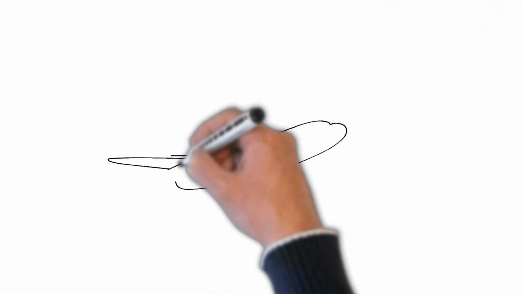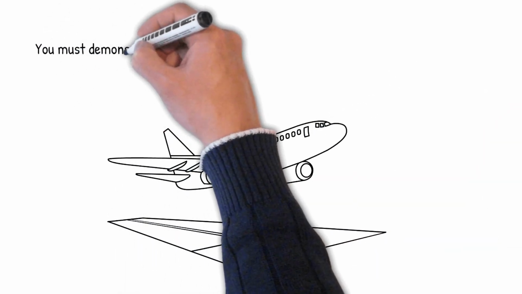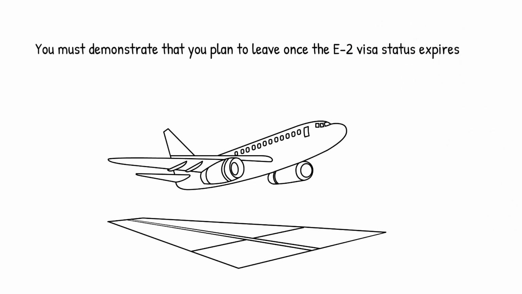Finally, you must sign a statement that indicates that you plan to return to your home country if your status expires. The E-2 visa can be renewed indefinitely though, so you can stay in the US as long as you are running the business. We are here to help.